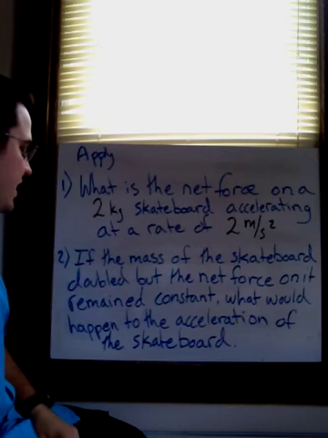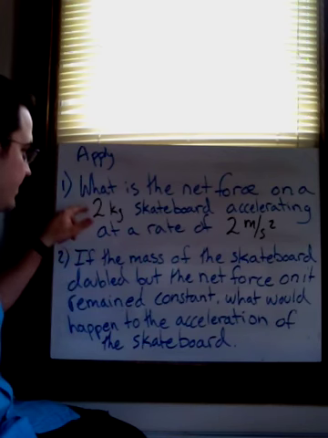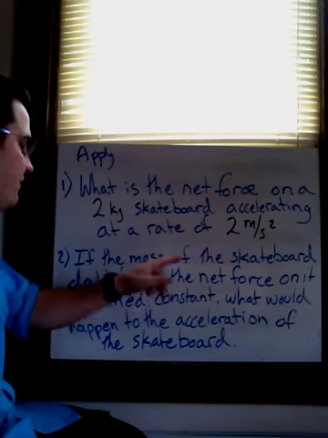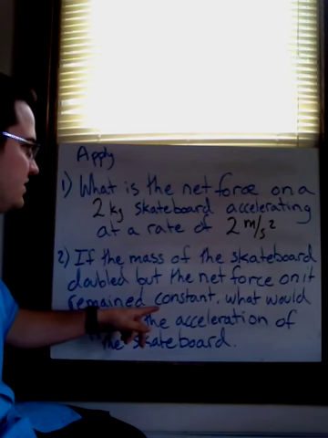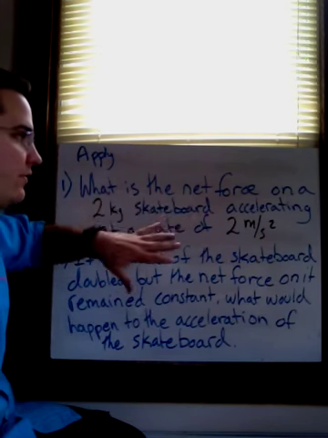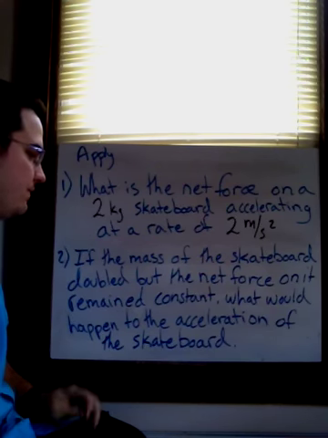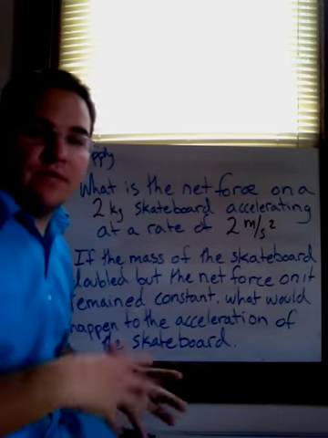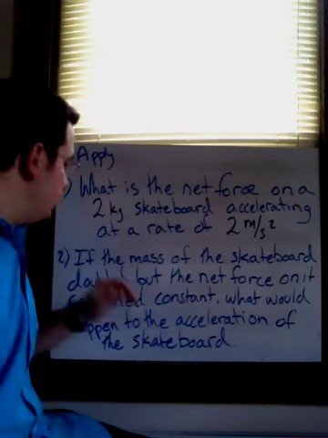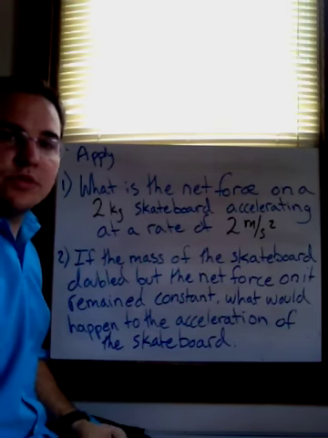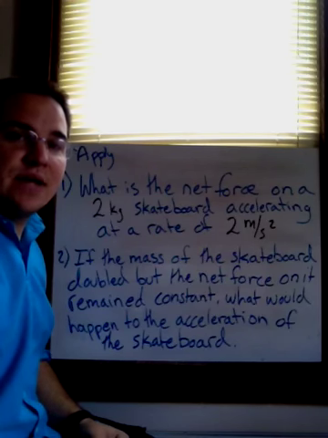If the mass of the skateboard doubled, so this is increasing twofold, that's going to be 4 kilograms. The net force on it remained constant. We're not changing the amount of force. What would happen to the acceleration of the skateboard? Again, press rewind, fast forward, either way, so you can try solving these on your own. That's Newton's second law of motion: force equals mass times acceleration.